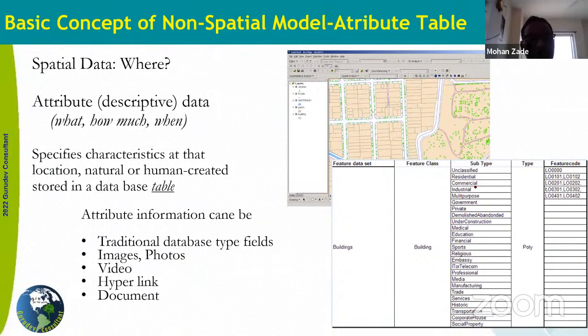And apart from the tables, you can have images, photos, videos, hyperlinks, and documents. Those can also be stored. Earlier, only this information was stored in the form of strings or characters. But now, these days, images, photos, videos, hyperlinks, and documents can be saved as an attribute table with that feature.